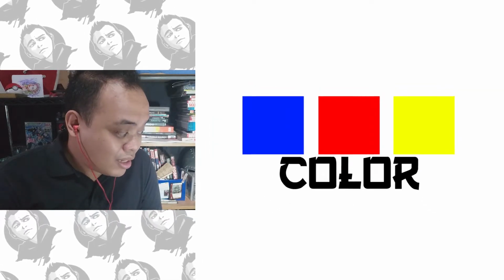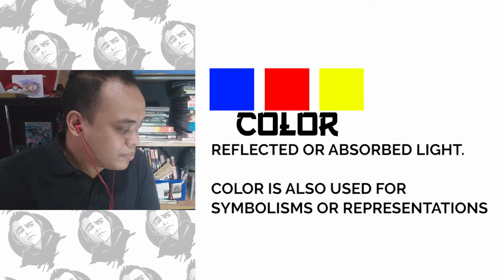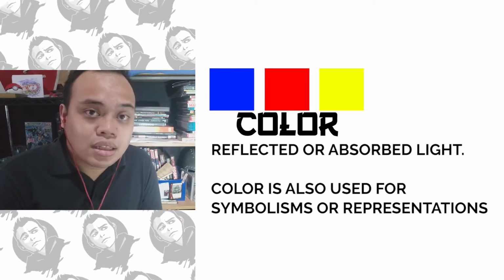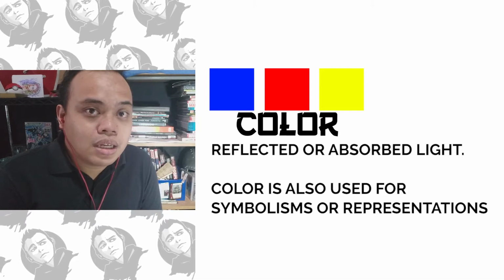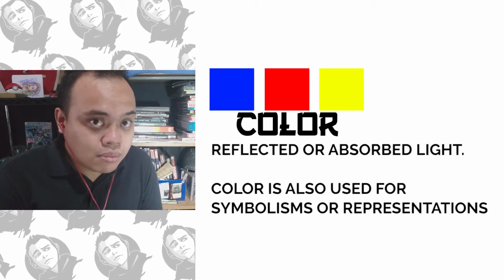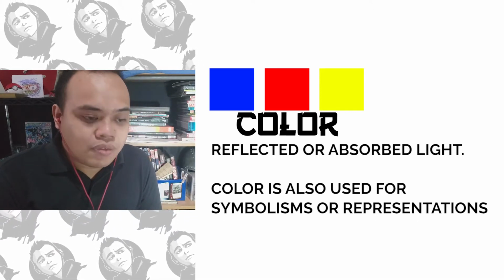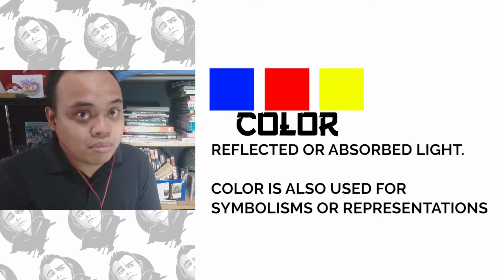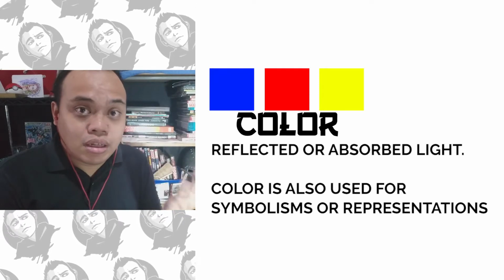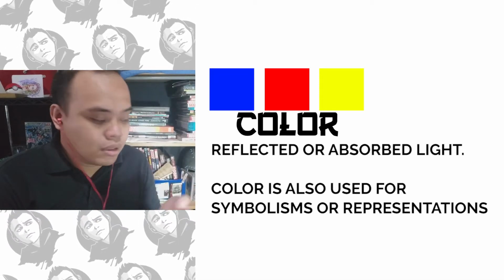Then the third element is color. Color can be bright, dull, dark, or light. You have to understand that color is also significant in the elements of art because it carries certain symbolism. For example, when you talk about the color red, what comes to mind? It can be a symbol for love, for war.